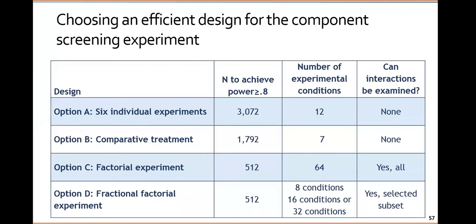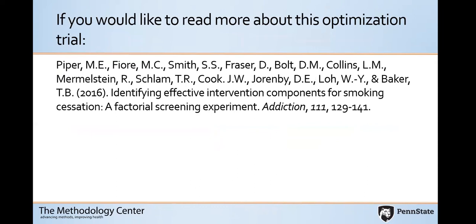So in the Wisconsin study, in the smoking cessation study, we actually selected a fractional factorial experiment that required 512 subjects, but only 32 experimental conditions. Now, in a fractional factorial design, you can look at some interactions, but not all of them. If you're interested in more about this optimization trial, you can take a look at this publication in Addiction that describes it in detail.